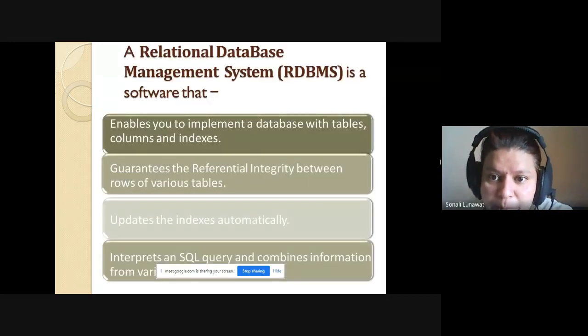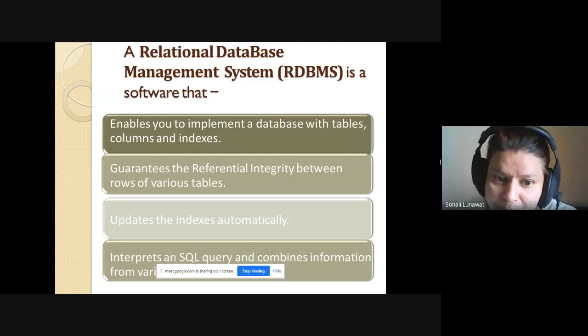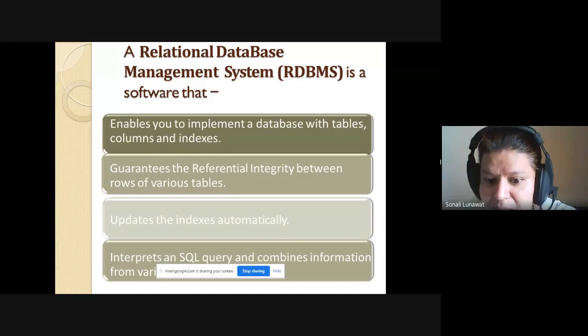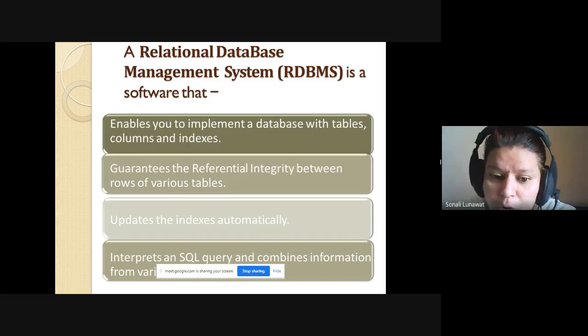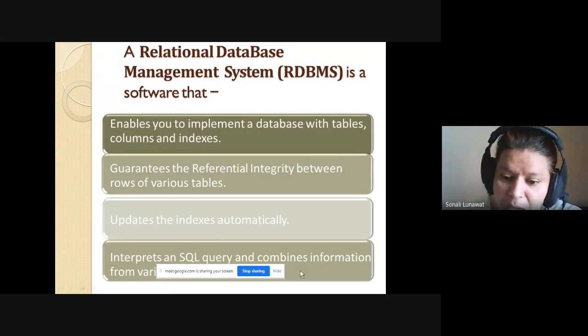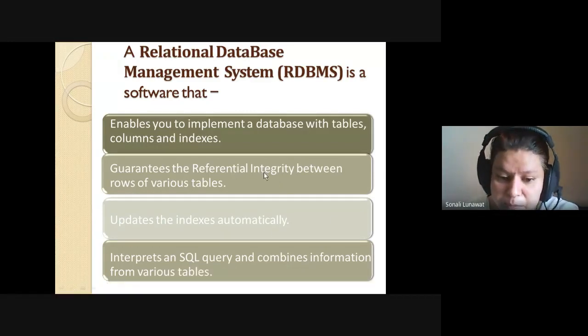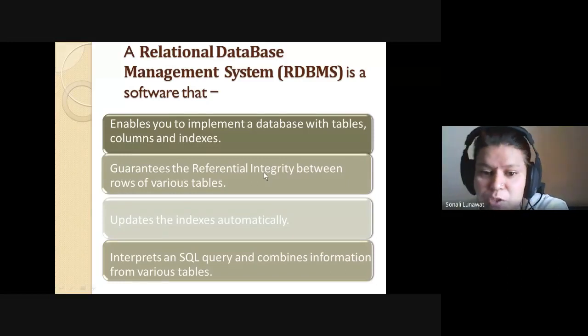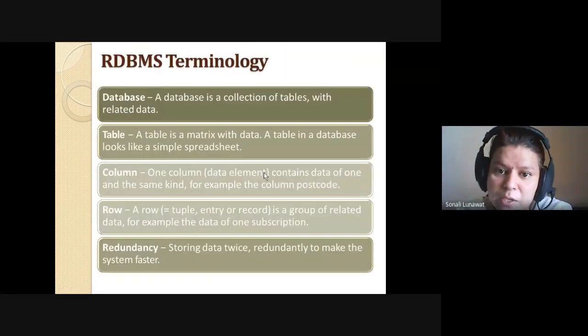Then a relational database management system is software that enables you to implement a database with tables, columns, and indexes. It guarantees referential integrity. How to apply this, we are going to learn practically. It updates the indexes automatically. I have already told you that indexes can be applied automatically, and it interprets your SQL query and combines information from various tables. So it interprets your SQL query, that is, it supports MySQL.